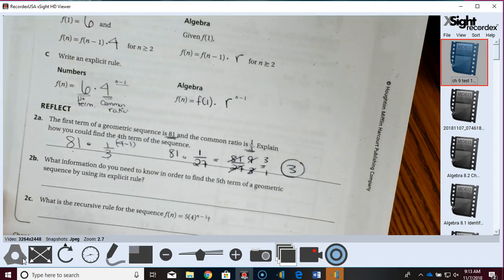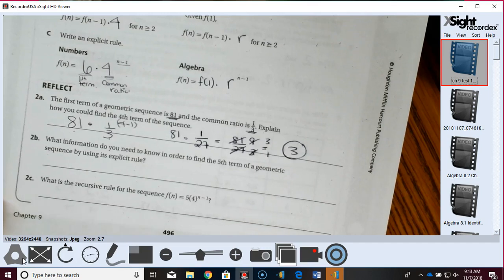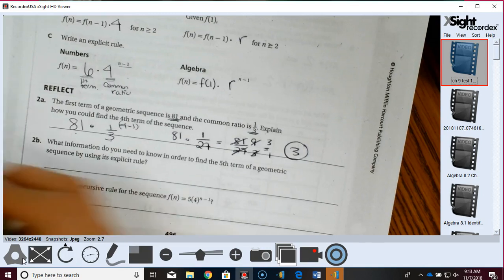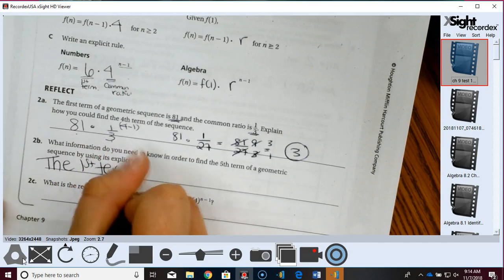What information do you need to know in order to find the fifth term of the geometric sequence by using an explicit rule? You need to know the first term and the common ratio.